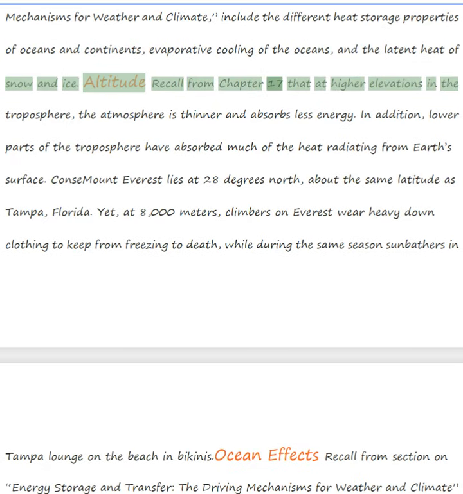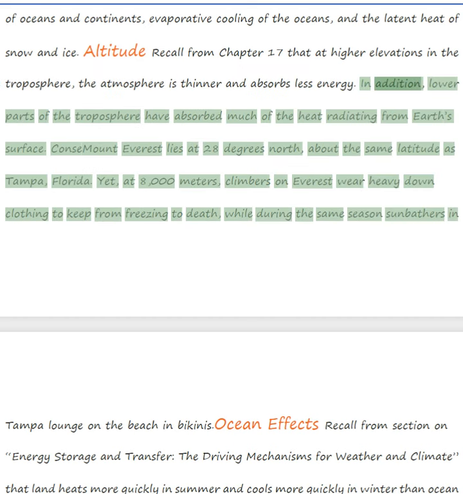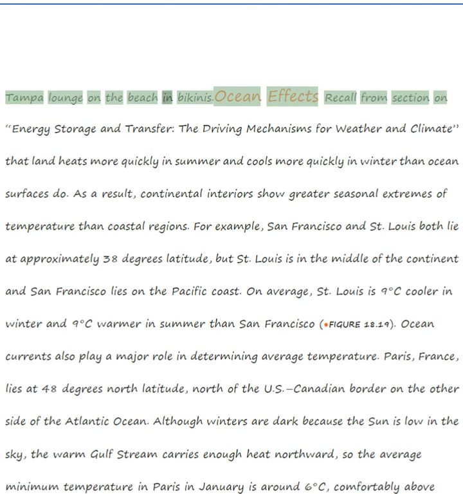Altitude. Recall from Chapter 17 that at higher elevations in the troposphere, the atmosphere is thinner and absorbs less energy. In addition, lower parts of the troposphere have absorbed much of the heat radiating from Earth's surface. Mount Everest lies at 28 degrees north, about the same latitude as Tampa, Florida. Yet, at 8,000 meters, climbers on Everest wear heavy down clothing to keep from freezing to death, while during the same season sunbathers in Tampa lounge on the beach in bikinis.